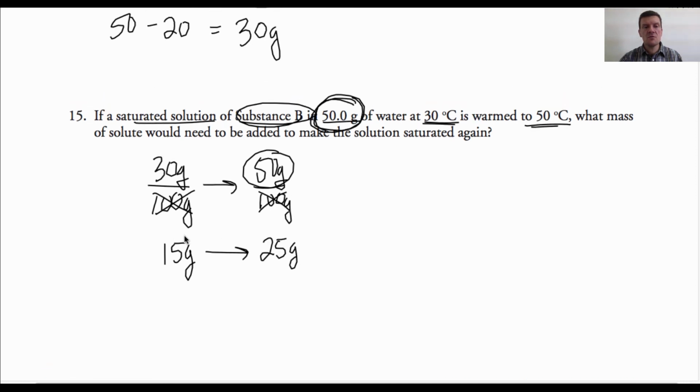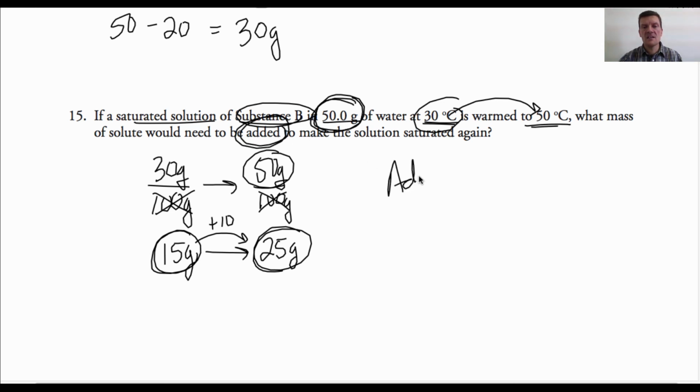So if you are saturated here and then increase the temperature from 30 to 50, now you need 25 to make it saturated, so you have to add another 10. Because it's asking how much do you have to add, you have to add 10 grams of the solute in order to get it back to saturation.